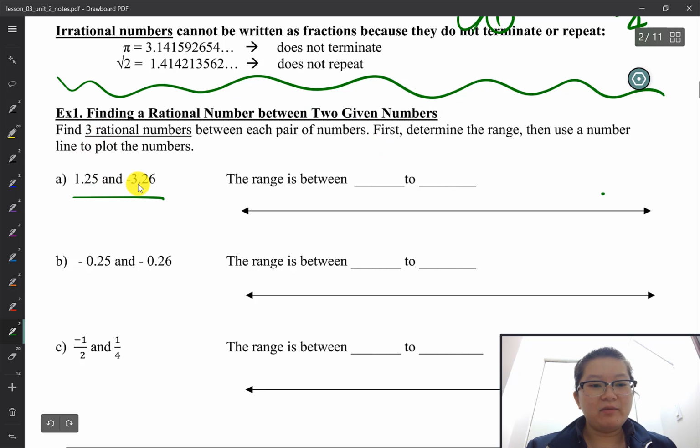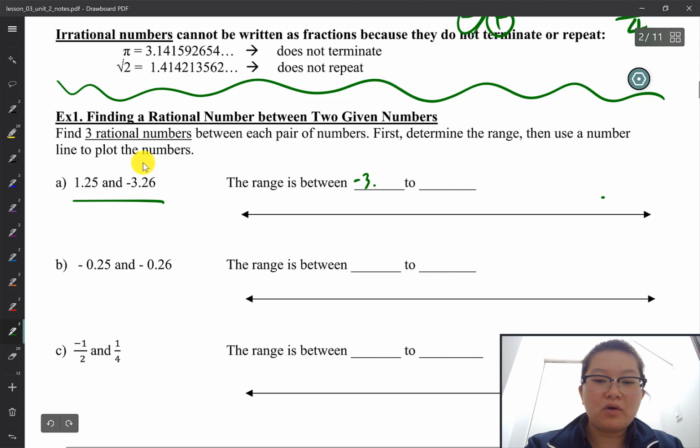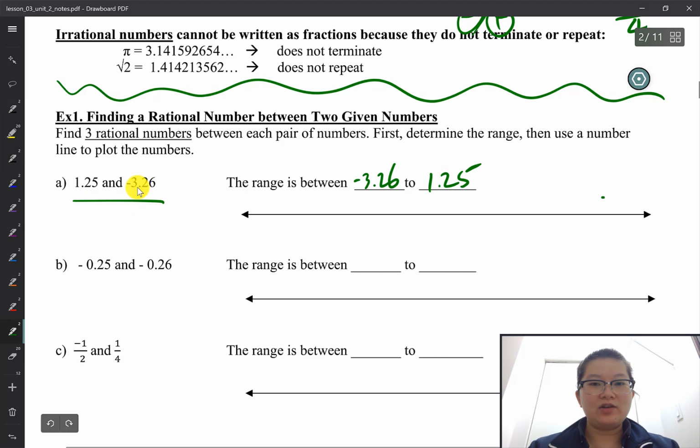Here we have a negative number and a positive number. It actually doesn't matter how big they are. Since one of them is negative, then for sure this is going to be the lower number versus 1.25. Even if this negative number was 300 or whatever, that's still lower. It doesn't really matter what it is.